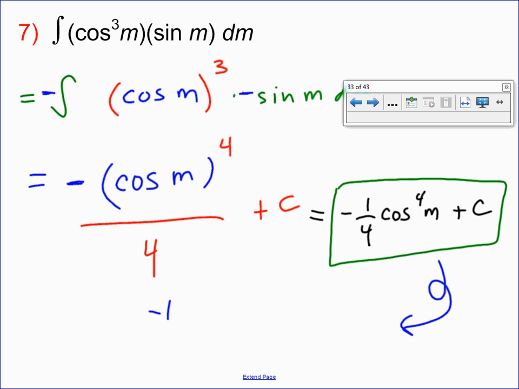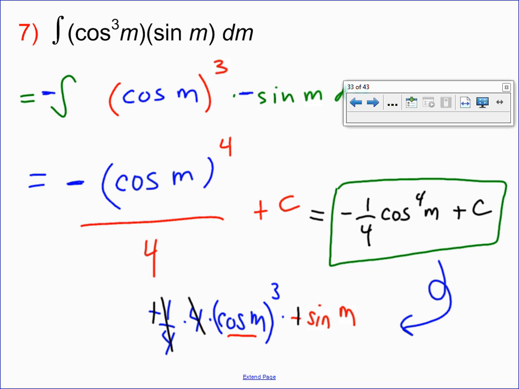So ready? The derivative of a constant times the function is the constant times the derivative of the function. Cosine of m to the fourth is a power rule: exponent times the base raised to the one less times the derivative of the base. What's the derivative of cosine of m? Opposite sine of m. Let's go ahead and check. Negative times negative is positive. 1/4 times 4 is 1. And I get, by golly, cosine cubed m sine of m.